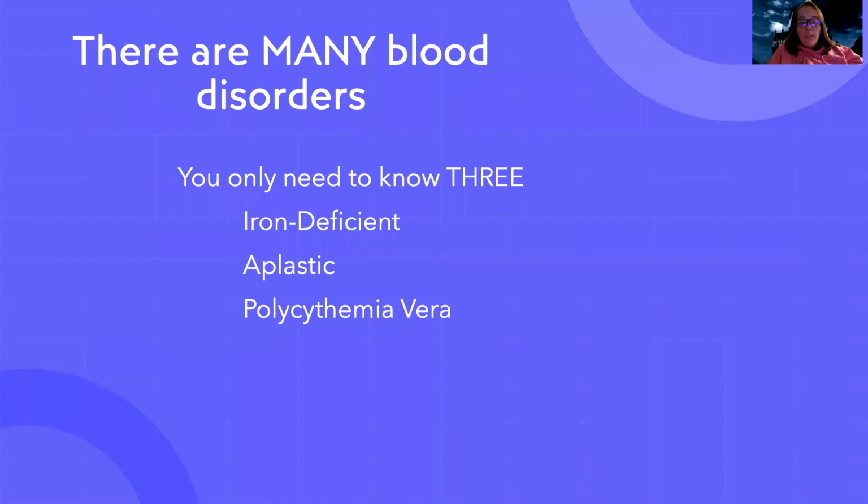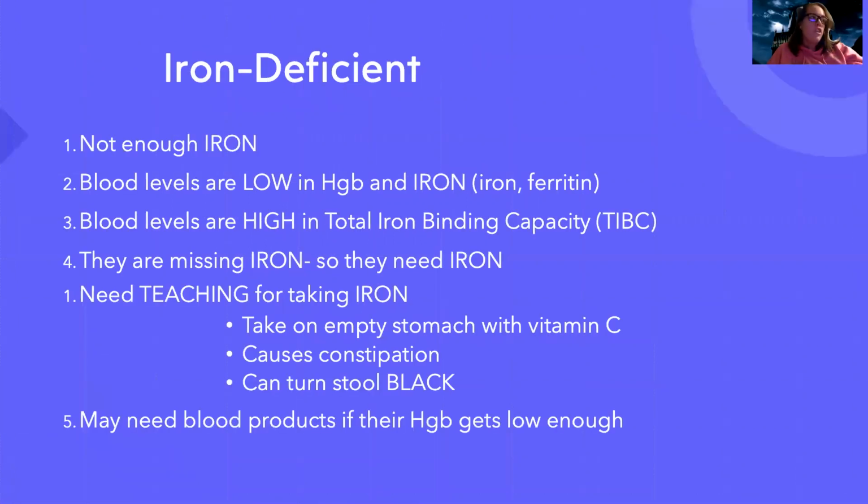So there are many blood disorders, but luckily for this class, you only need to focus on three. We're going to talk about iron deficient anemia, aplastic anemia, and polycythemia vera. You should also be familiar in general with what anemia looks like. What does not having enough red blood cells or hemoglobin look like? Knowing those general symptoms is very, very helpful as well. But for this PowerPoint, we're going to focus on iron deficient anemia, aplastic anemia, and polycythemia vera. So let's start with iron deficient anemia.